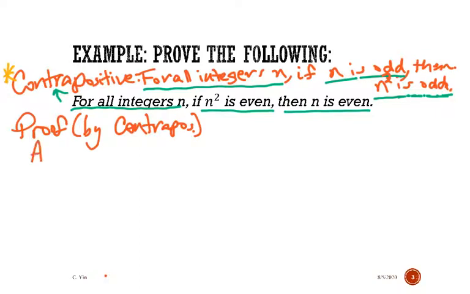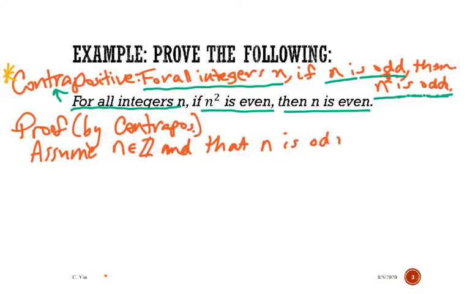We're going to assume that n is an integer and we're going to assume that n is odd. Again, I'm looking at the contrapositive statement and trying to prove that. So we've taken care of this part and we've taken care of this part. Now notice from here it just becomes a direct proof, but we're just proving the contrapositive. So what do we know if n is odd?